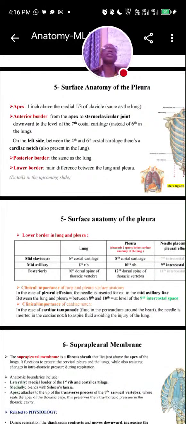We are making reflection. And then the anterior border, what do we have?